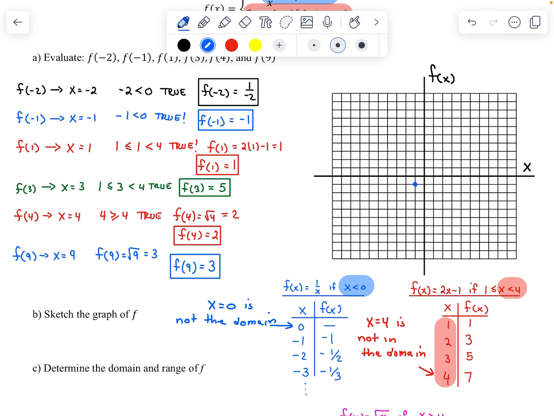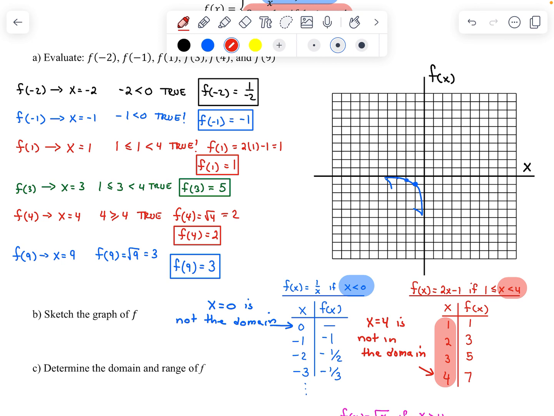So we're going to plot the coordinate -1, -1. Then we have -2, -0.5, and -3, -1/3. So this piece is going to have a horizontal asymptote along the x-axis and a vertical asymptote along the vertical axis, like such.